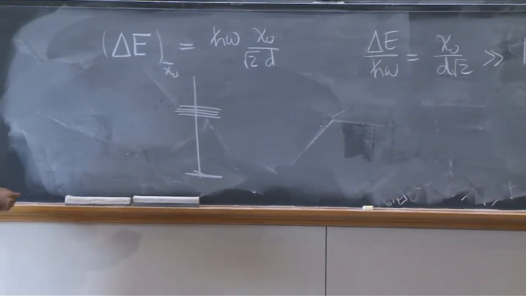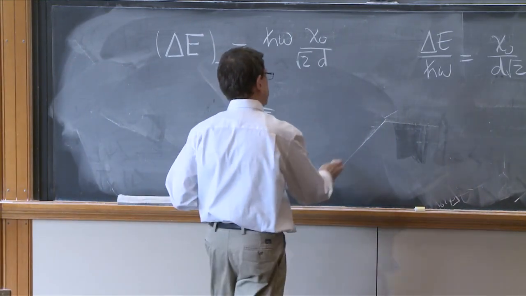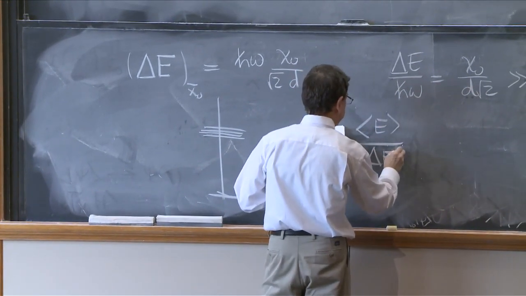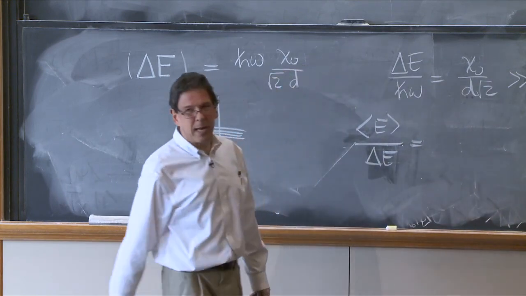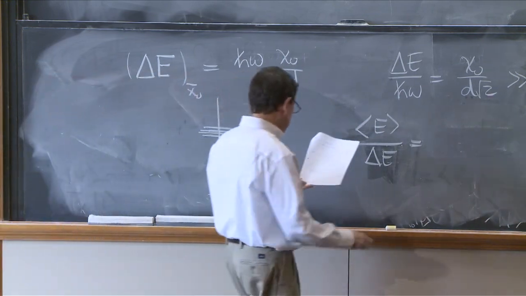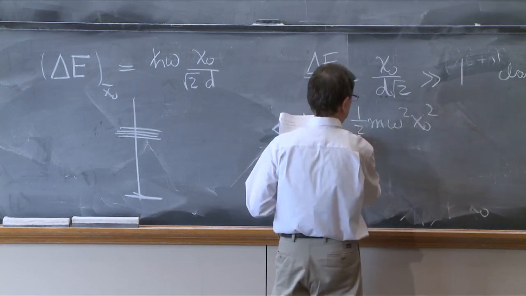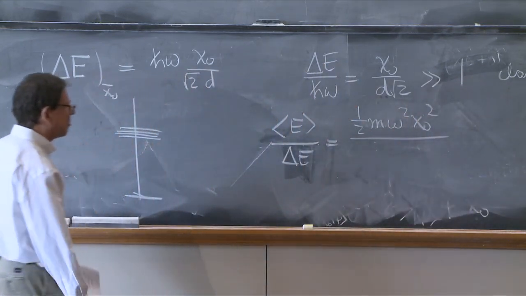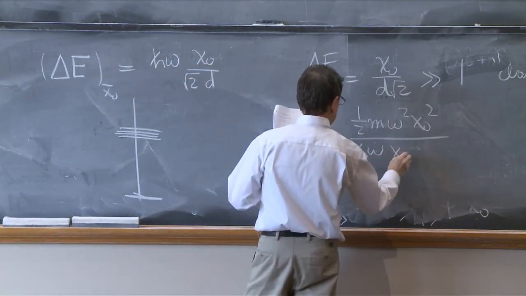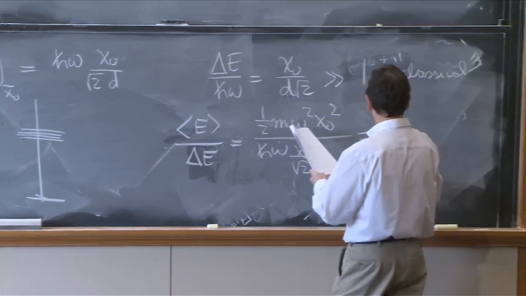But you shouldn't fear that too much, because at the same time, the expectation value of E over delta E, the expectation value of E is something we calculated at the beginning of the lecture. You have the oscillator displaced. So this is roughly 1/2 m omega squared x naught squared. Throw away the ground state energy. That's supposed to be very little. Delta E is h bar omega x naught over square root of 2. And this is again the same ratio.